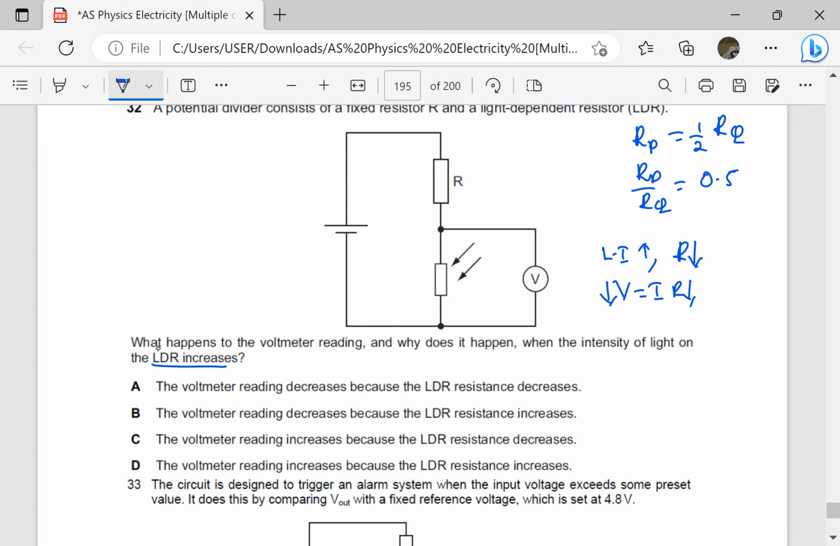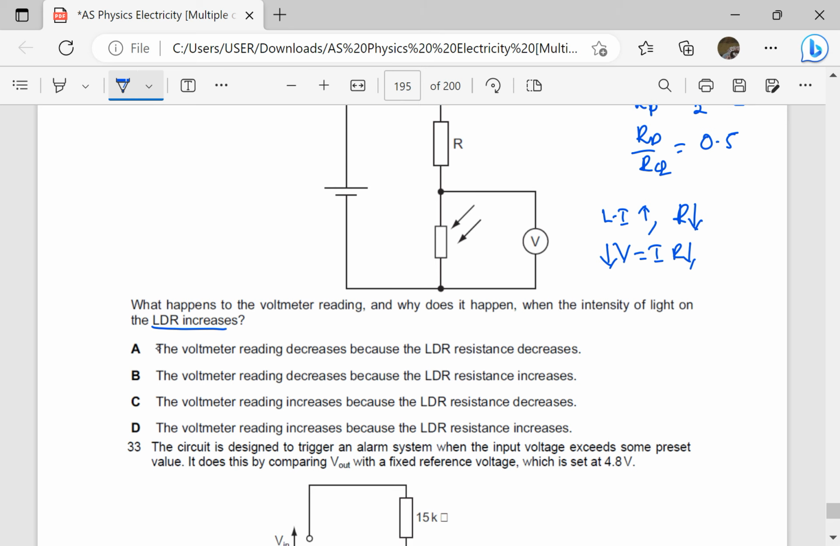So the question is, what happens to the voltmeter reading? The voltmeter reading decreases. So we eliminate increases. And why does it decrease? It is because the resistance of the LDR decreases. So the answer is going to be A.